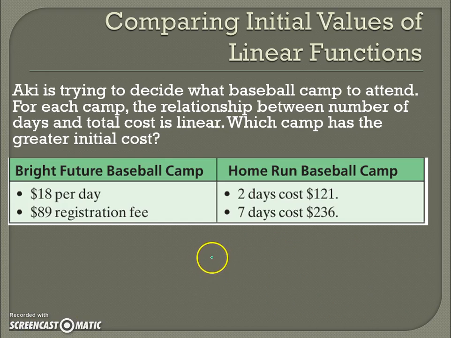All right, next thing, it says comparing initial values of linear functions. Says the key is trying to decide what baseball camp to attend. For each camp, the relationship between the number of days and the total cost is linear. Which camp has the greater initial cost? An initial cost is going to be what you pay no matter what. Okay, so it is a fee-based thing. So the way that we'd work through this is, first of all, this one, the initial cost is going to be $89. All right, so pretty straightforward right there. Okay, the initial cost on this one is $89.